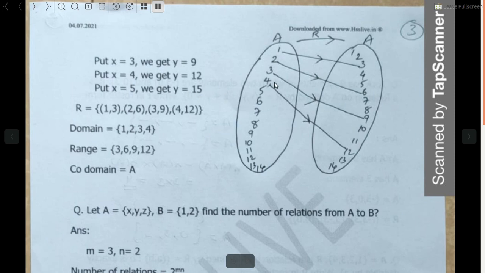So you cannot draw an arrow diagram for this, so 15 can be avoided. There is no need of writing this 15. So the elements are 1, 3, 2, 6, 3, 9 and 4, 12 only. No need of taking 5, 15 because 15 is not an element of the set A, because A contains elements from 1 to 14 only.